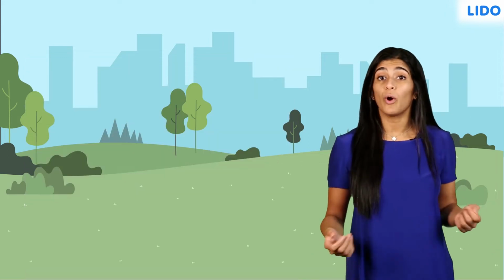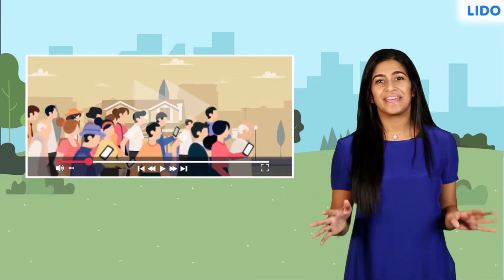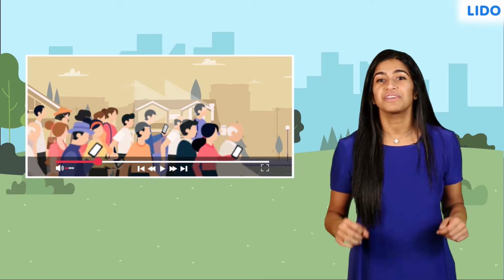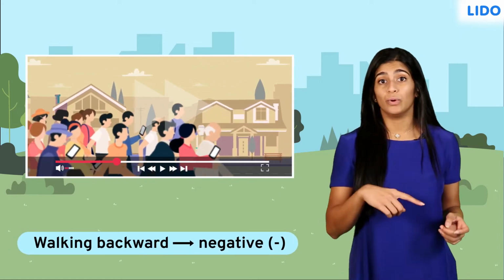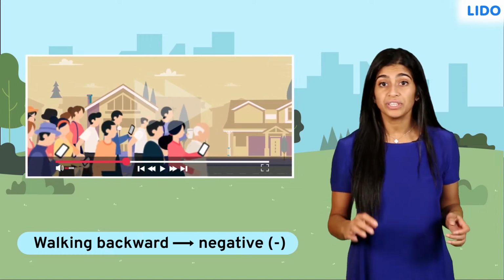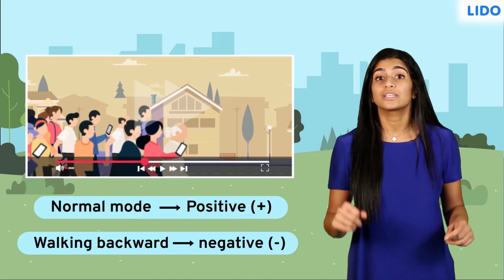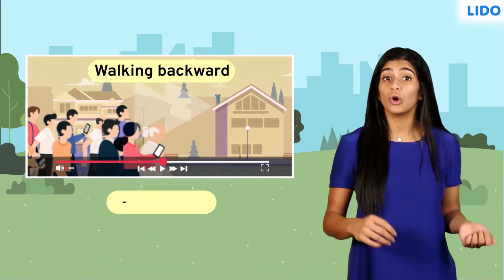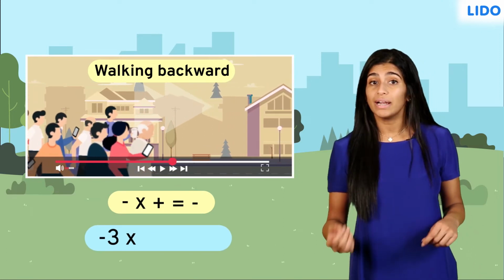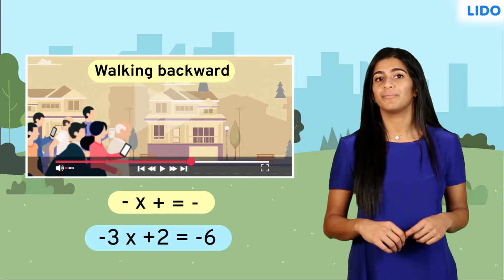So, there was another walkathon I had participated in. This was a weird one. We had to walk backwards. Crazy idea, right? Let's watch a video of that. Here, we're watching people walking backward, which is negative. We're watching the video in normal mode, which is positive. The result is we see people walking backward, which is a negative. So, a negative integer multiplied by a positive integer gives us a negative integer.